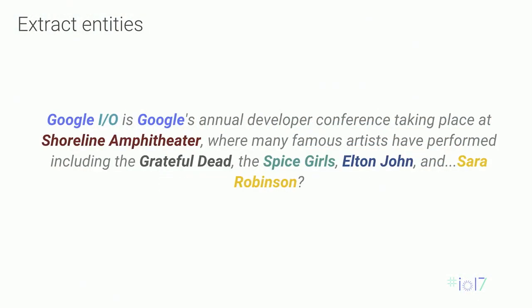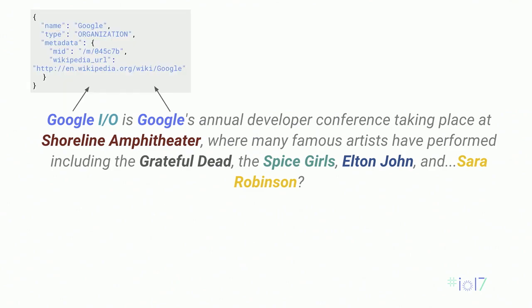So I want to dive into each method of the natural language API, starting with entity analysis. I've got this sentence, and I sent it to the entity extraction endpoint of the natural language API, and it returned all of these as entities in my text. I wanted to show you the JSON response for some of these entities. For each entity, we get the name of the entity, in this case Google, the type of the entity, organization, and then we get back some metadata. You'll notice this MID. This is an ID that maps to Google's knowledge graph. If you want to get more information about the entity, you can call Google's knowledge graph API, passing it this ID. We also get the Wikipedia URL for this particular entity.